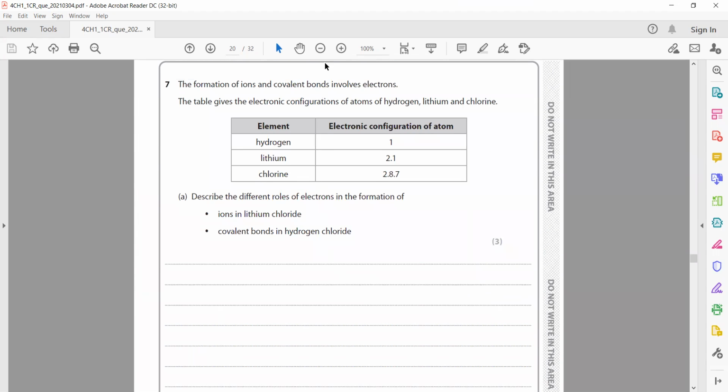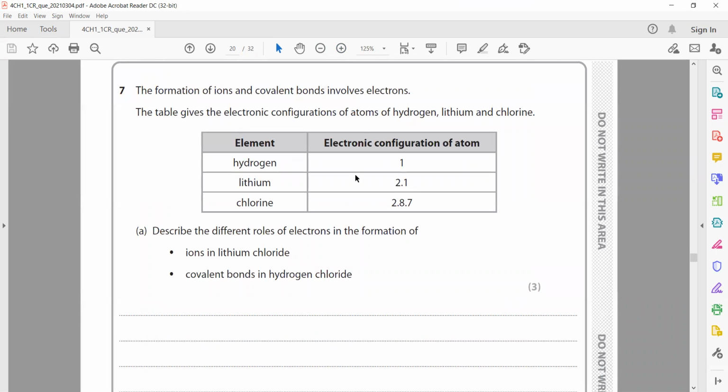In question 7, the formation of ions and covalent bonds involve electrons. Describe the different role of electrons in the formation of ions in lithium chloride and the covalent bond in hydrogen chloride. So in lithium chloride, what happened? It's an ionic compound, so the bonds are formed by transfer of electrons.